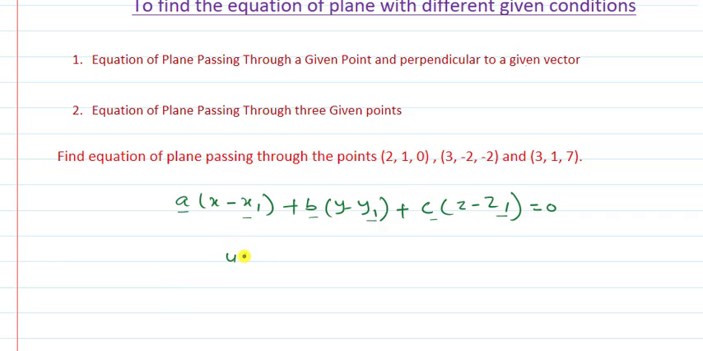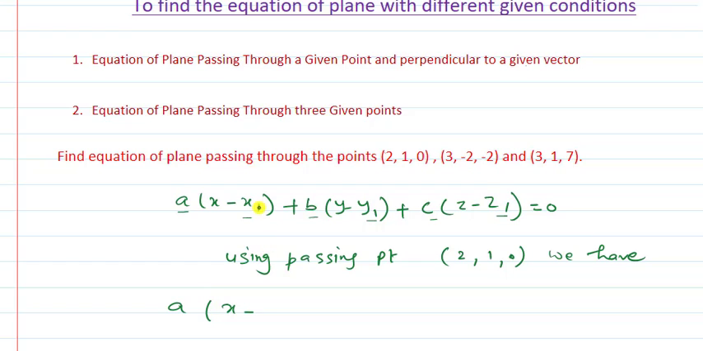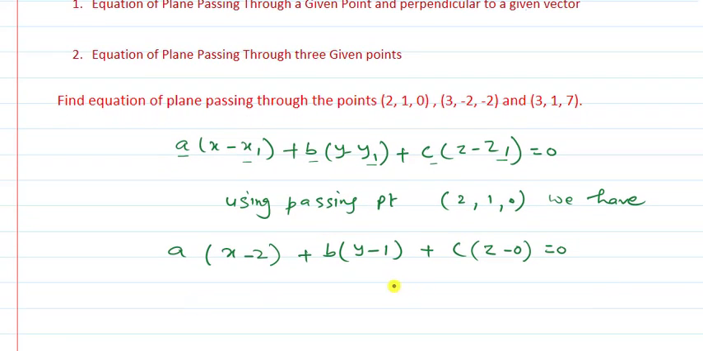So we'll write, using passing point (2, 1, 0), we have a(x - 2) + b(y - 1) + c(z - 0) = 0. So here we have used first passing point.